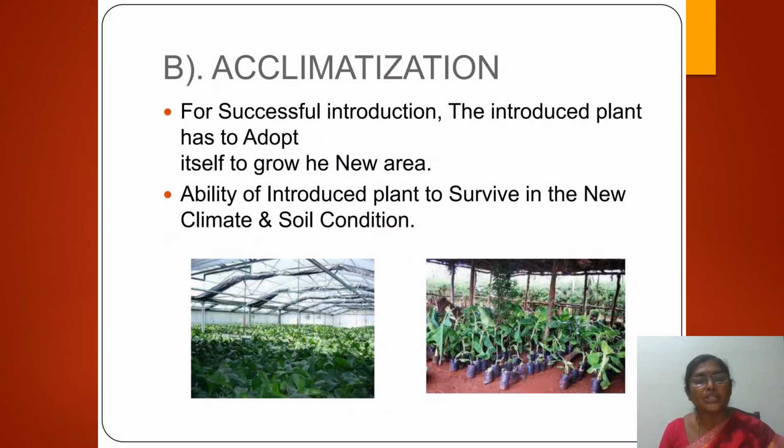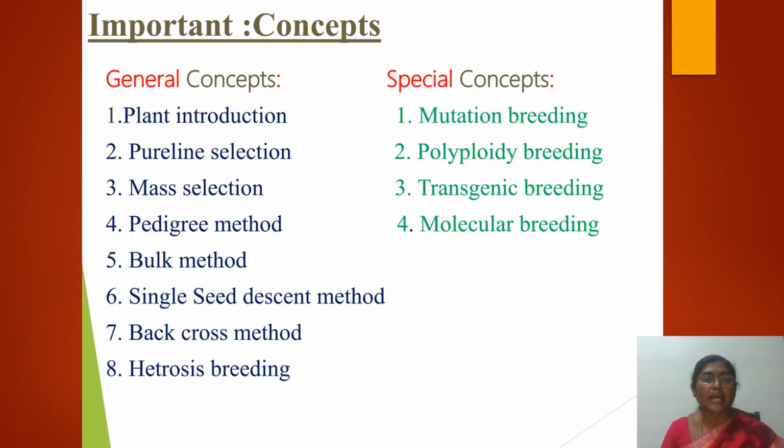Then acclimatization. It's for successful introduction. The introduced plant has to adapt itself to a new area. It is the ability of the introduced plant to survive in the new climate and soil condition. While introducing the plants, we have to see whether the plant is healthy. Otherwise, if it is introduced with a disease, then that also affects the plants.